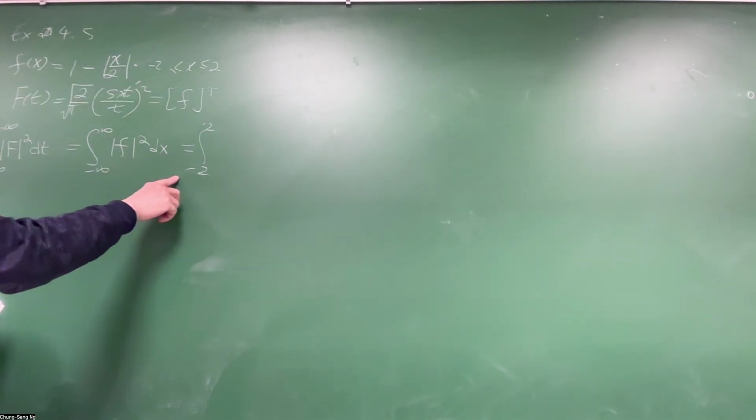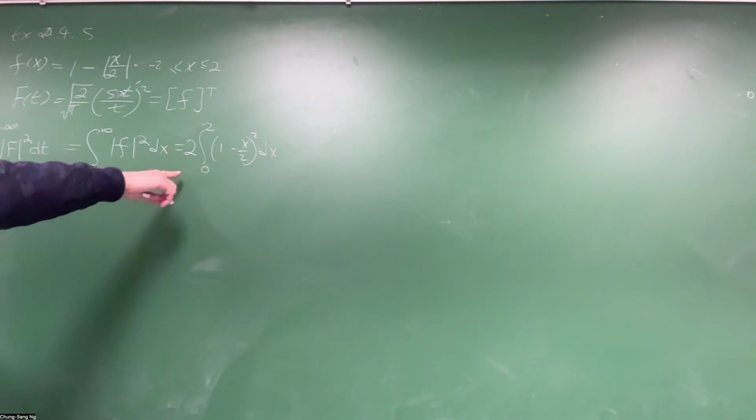So the right-hand side is just taking this function and squaring it, and now you can restrict your limit to minus 2 to 2, or you can do 0 to 2, because it's the absolute value and this becomes symmetric, multiplied by 2. And this becomes the integral of 1 minus x over 2, squared, dx. And you know how to do this, right? So you just integrate that out.